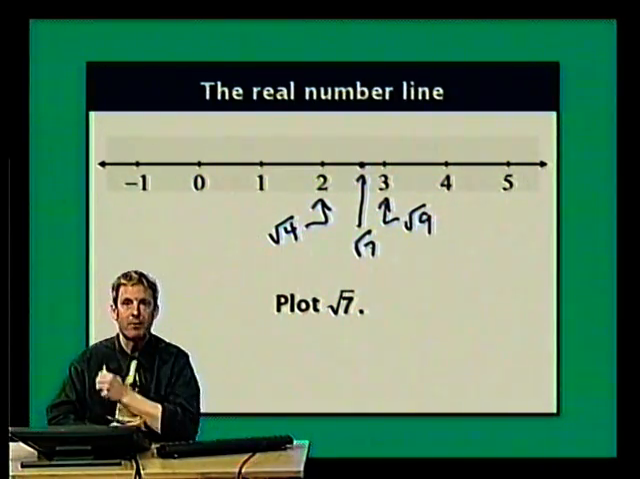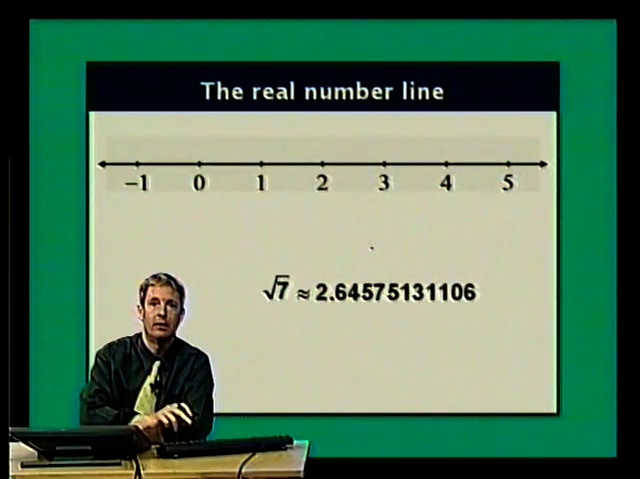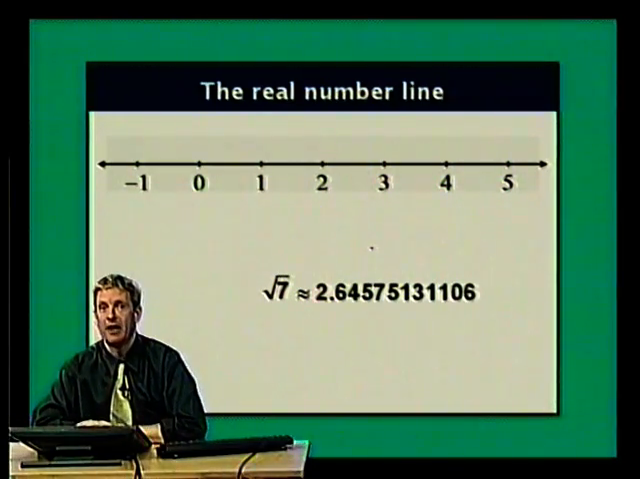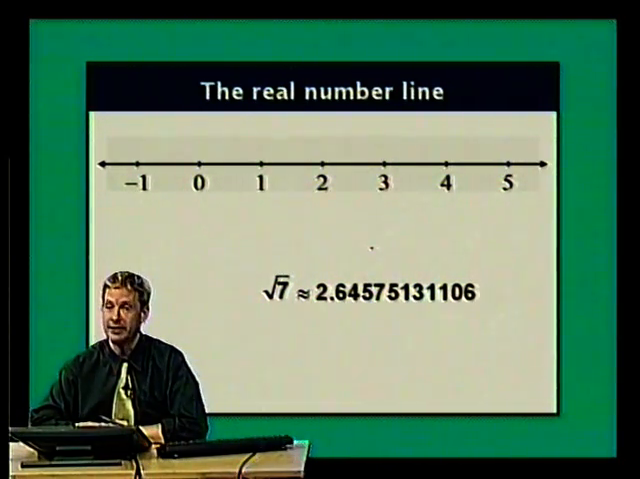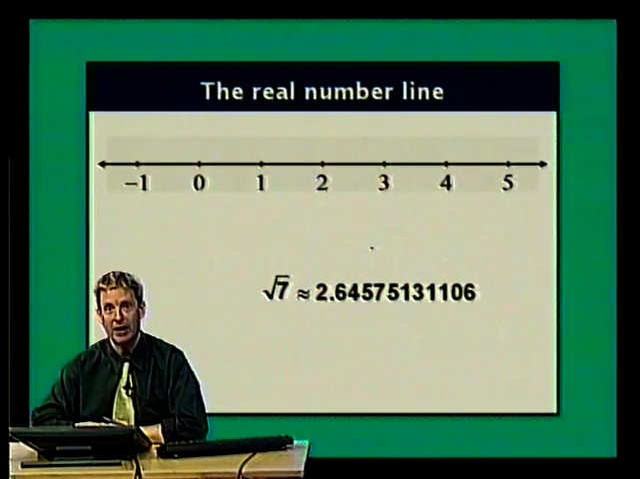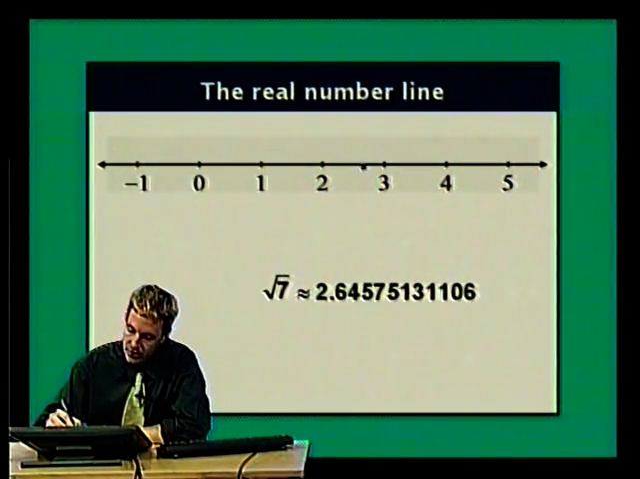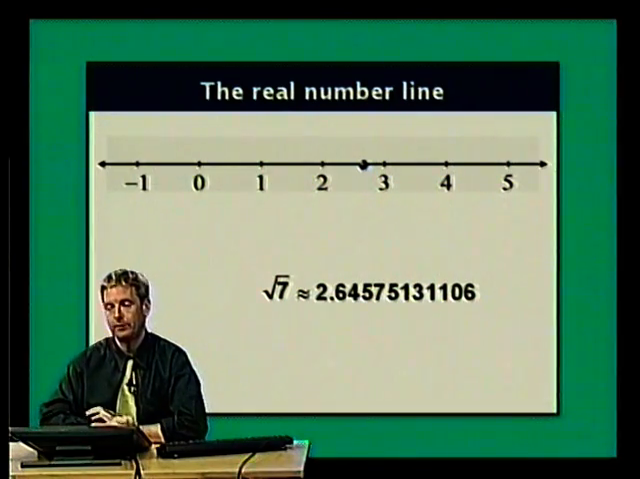Now, if we put this number into our calculator, what our calculator gives us, depending upon how many digits our calculator displays, is a whole lot of digits. My calculator said 2.64575131106, which, let's note, is a little bit closer to 3 than it is to 2.